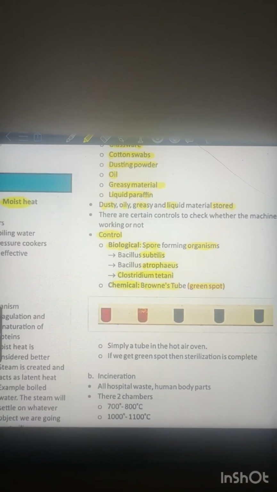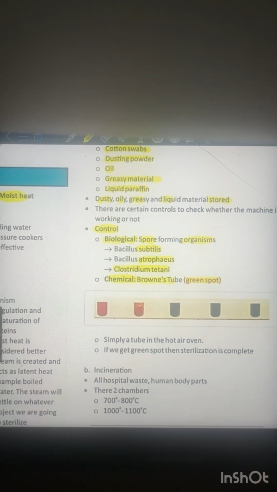I will keep that tube over here. At the end of the procedure, it should have changed to a green. If it has changed into a green, I am happy that okay, my procedure has happened very, very well. So that is known as the Browning's tube. It has to go from red all the way to green, and now we are sorted. So that is going to be a chemical method of control. Whereas when I'm using the spores, that is going to be a biological control, because I'm using biological spores, right?